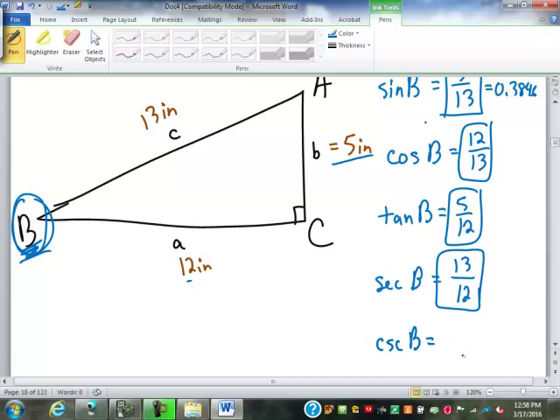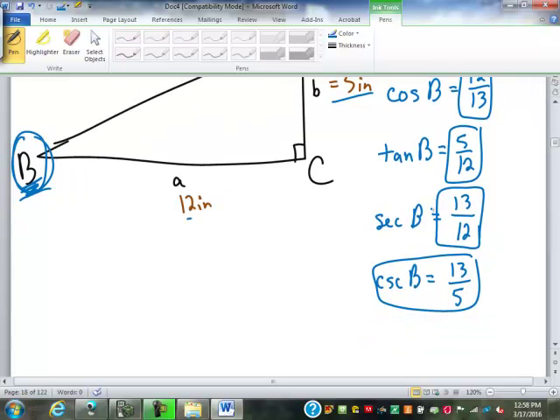Cosecant of angle B is hypotenuse over opposite. So hypotenuse is still 13. Which side is opposite B? The 5, right? Notice both secant and cosecant are bigger than 1. How about cotangent of B? Cotangent is adjacent over opposite. So it would be 12 over 5. Those are all my trig functions from this right triangle.